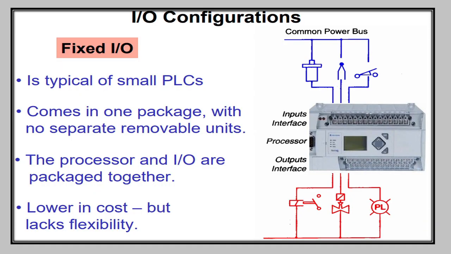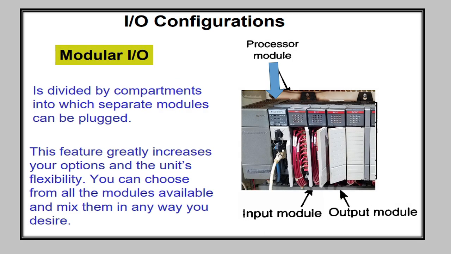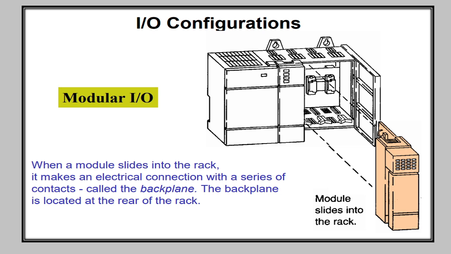What is the configuration of fixed input and output PLC? It comes in a package with no separate removable units. The processor and input-output package are together. Can you describe the input and output configuration of a modular PLC? A modular PLC is divided by compartments into which separate modules can be plugged. When a module slides into the rack, it makes an electrical connection with a series of contacts called the backplane. The backplane is located at the rear of the rack.